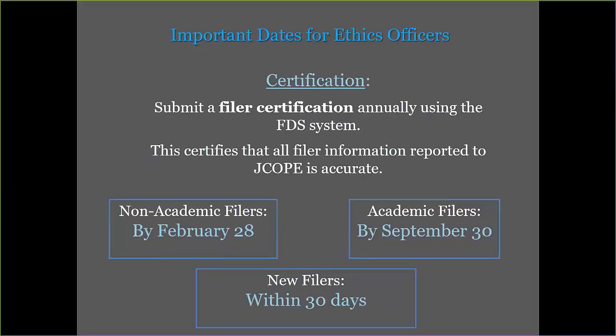And then the biggie is actually certifying your list. That's when you put your stamp of approval on it and say, okay, I have gone through this list, it is as accurate as I can possibly make it. Now, this is an automated function in the FDS system where you can pretty much click a button and tell us that your list is good, all right? That has to be done by the end of February for non-academic filers, or by the end of September for academic filers. And of course, within 30 days for anybody outside of that range whose information has changed.